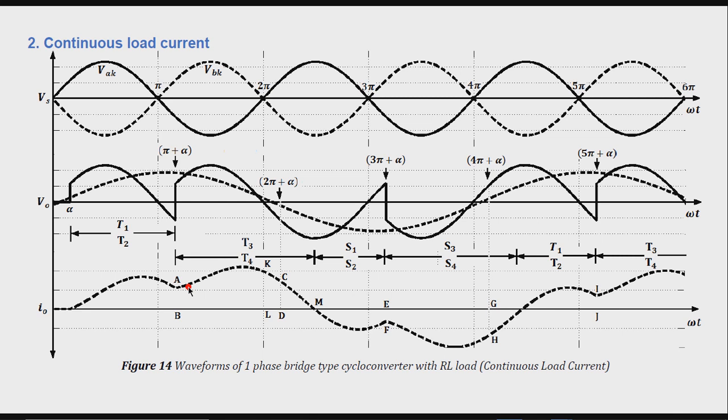So with turning on T3 and T4 at omega t equal to pi plus alpha, the output voltage is again positive, as it was with T1 and T2 on. As a consequence, the load current builds up further than AB as shown in this waveform. So after two positive half cycles of the load voltage and load current, the load current is beyond this value KL.